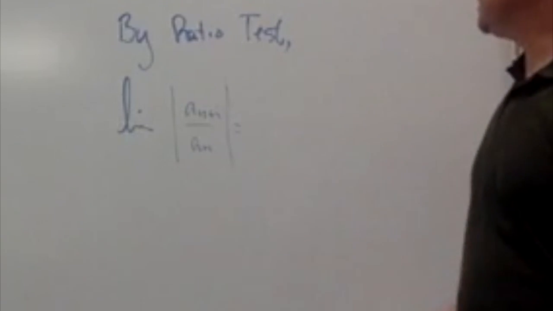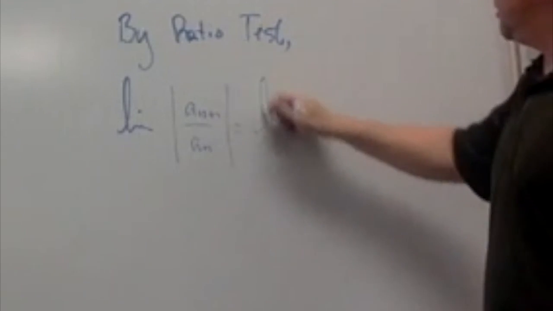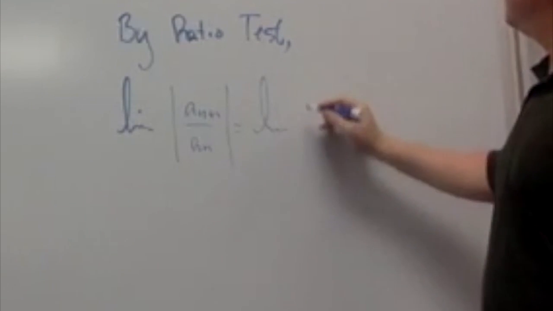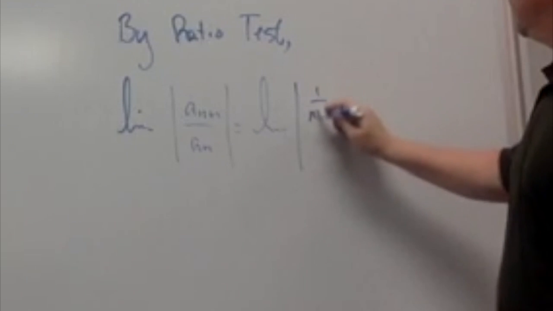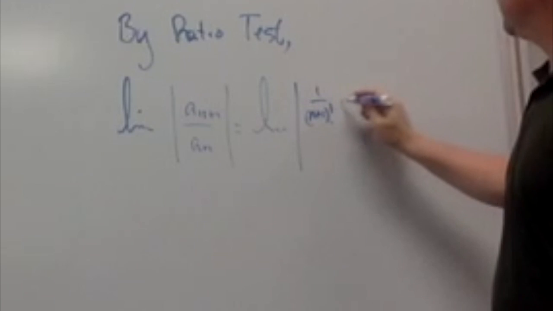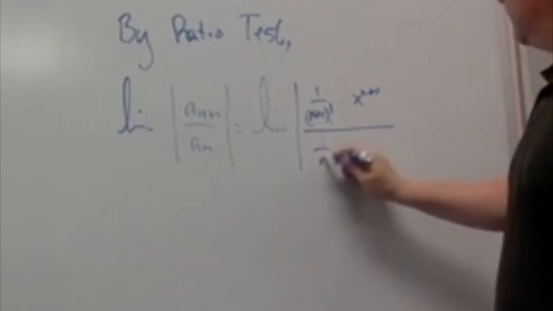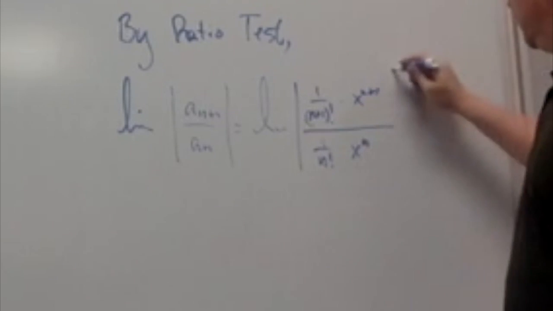And so in this case, that's including the x, so that's going to be the limit of the absolute value of (1 over (n plus 1) factorial times x to the n plus 1) all over (1 over n factorial times x to the n).